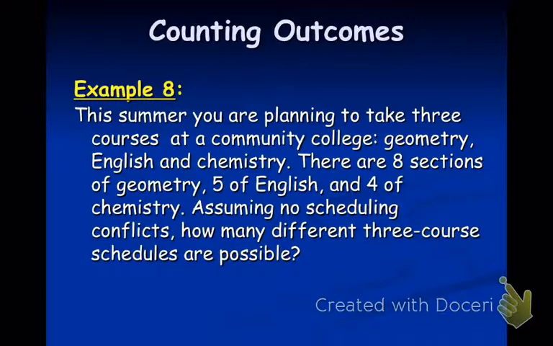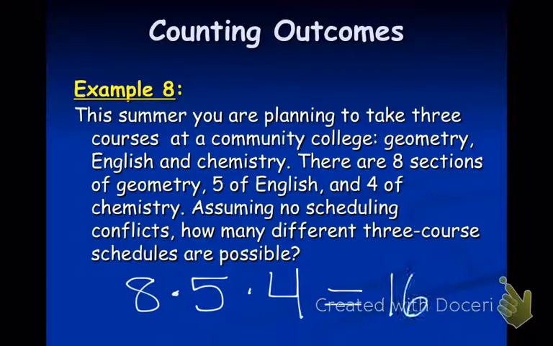So for geometry, you have 8 choices. For English, 5 choices. And for chemistry, you have 4 choices. Just multiply and get your answer. So we should get 160 schedule choices. So I'm just going to put 160 different schedules. All right, let's move on to the next one.